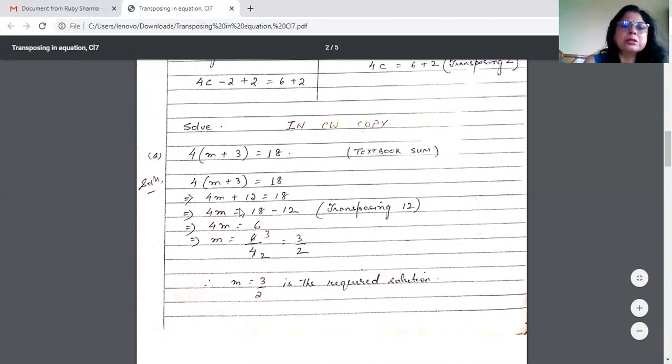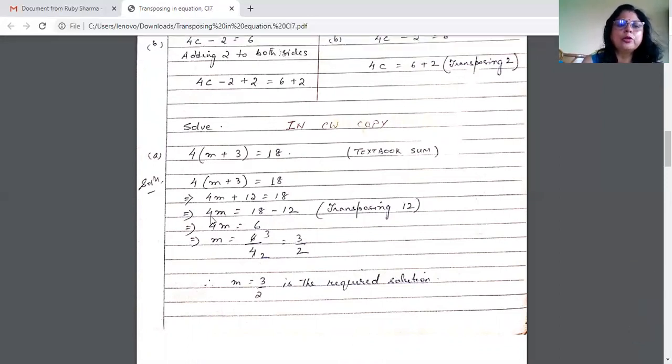So we are skipping one step here actually, and we are directly bringing the 12 to this side. So it becomes minus 12. So 4m is equal to 6. Now this part all of you know how to isolate m, dividing by 4. So instead of dividing by 4 on both the sides, we can do it like this. 4m is equal to 6, m is equal to 6 by 4.